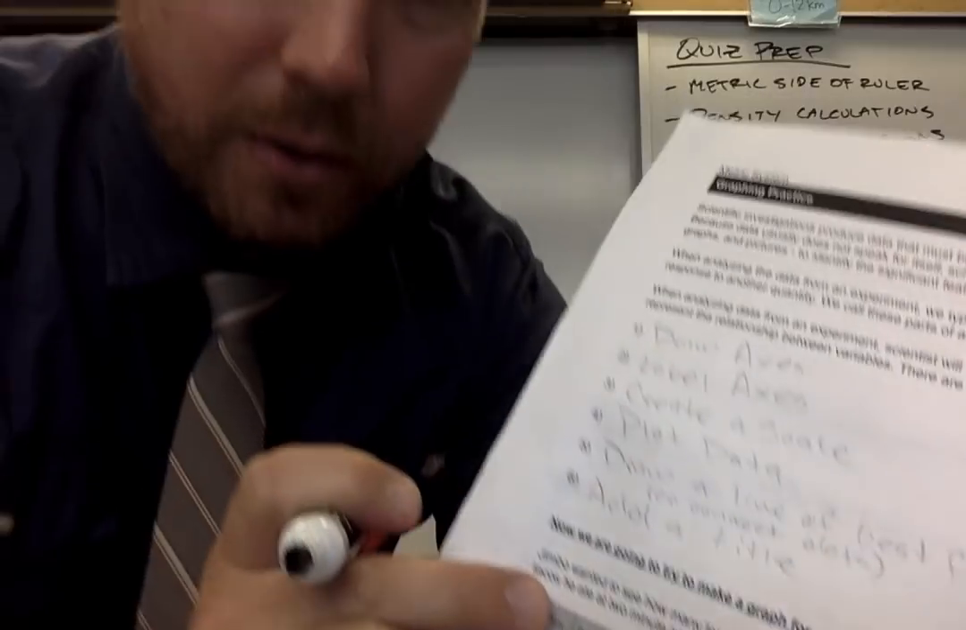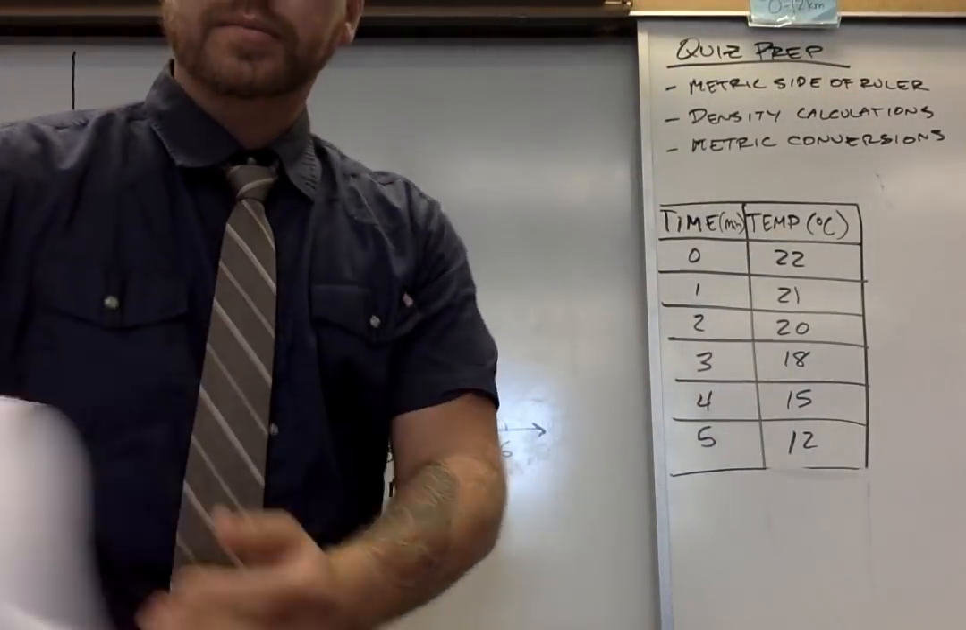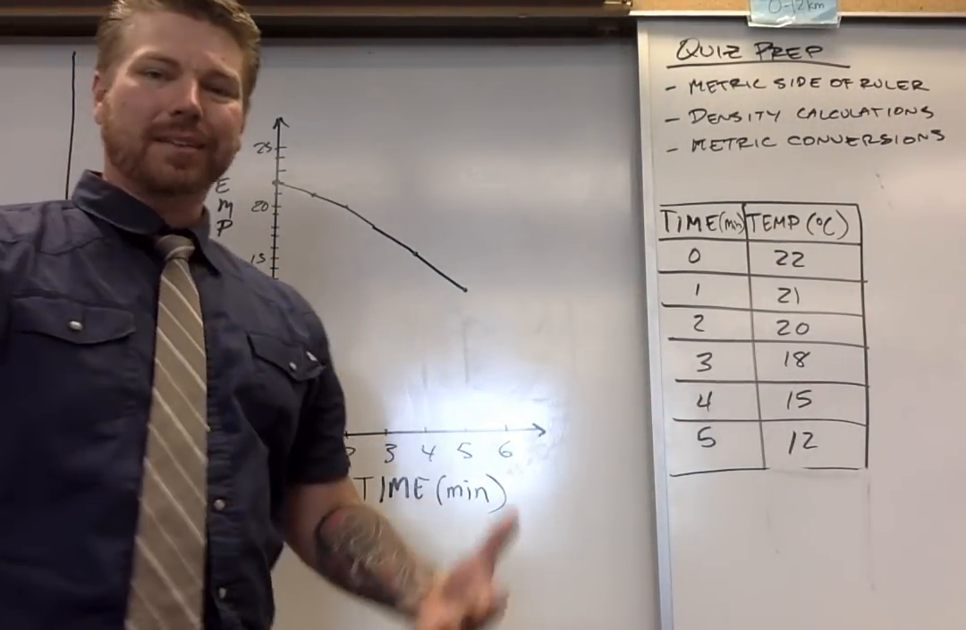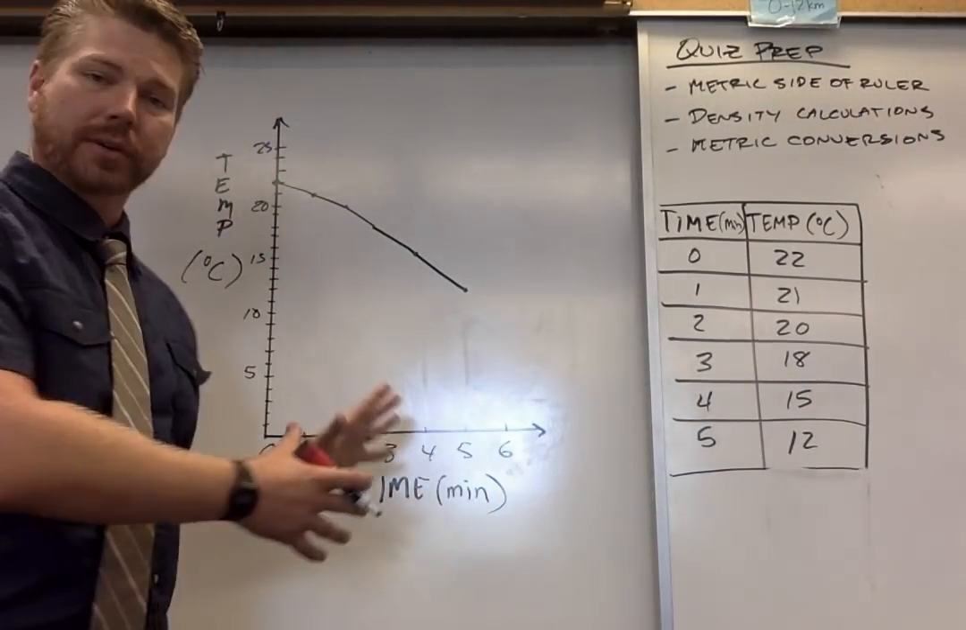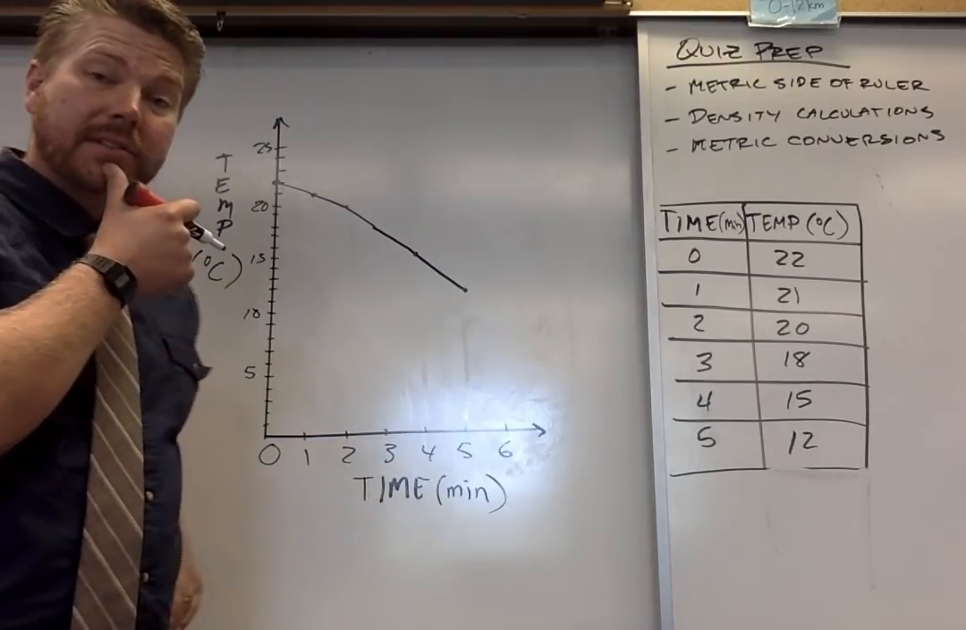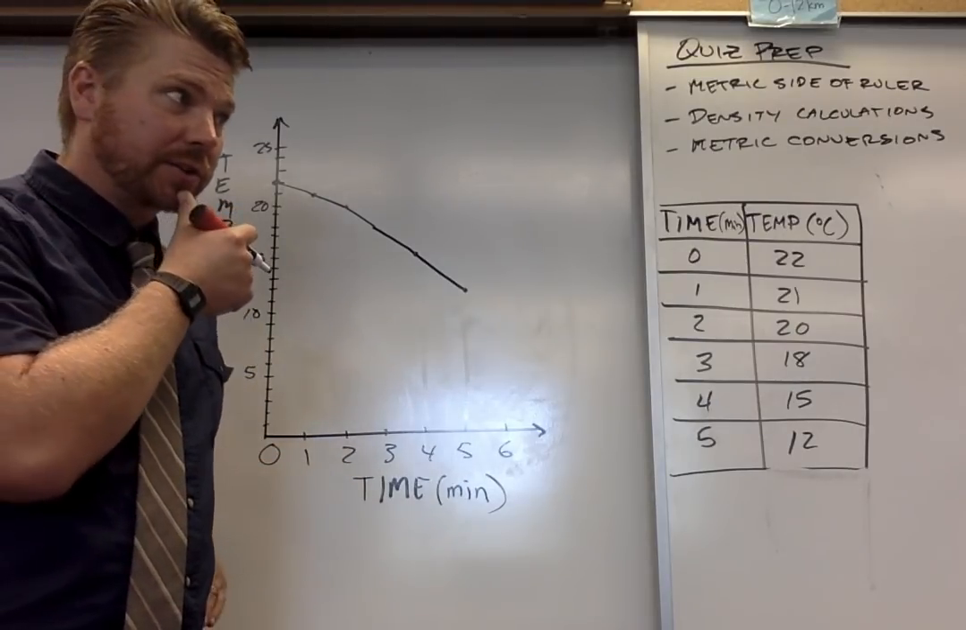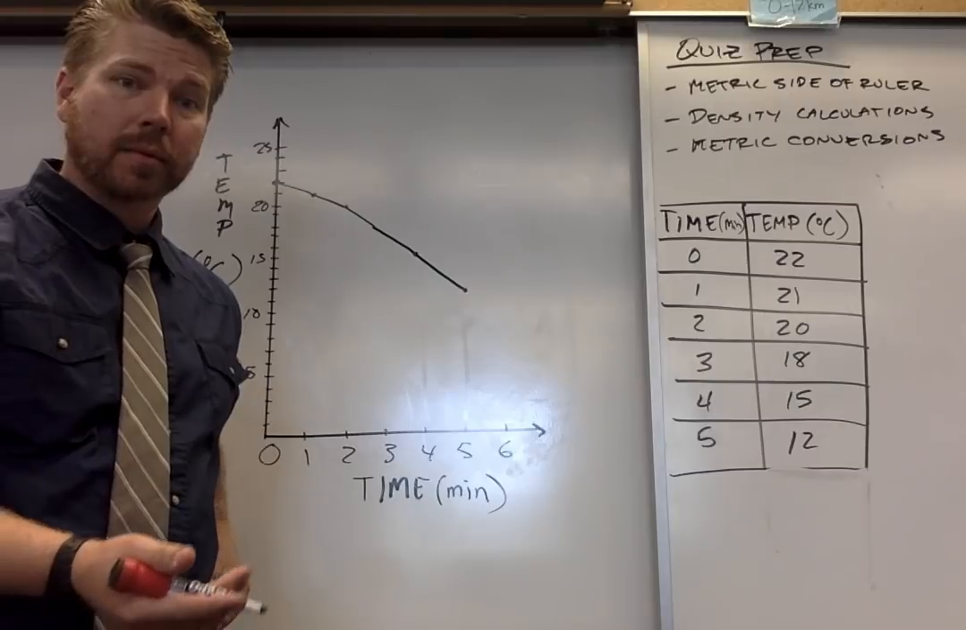Add a title. What should we call this graph? You want a title that's descriptive of what you're actually showing on the graph. So what we could say here is the temperature change of Mr. Wiggins' room over time.